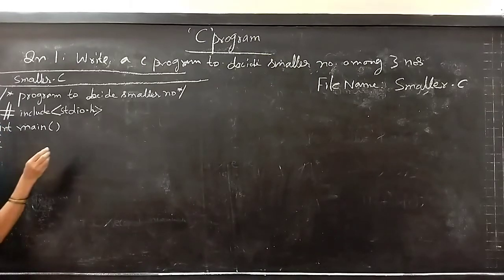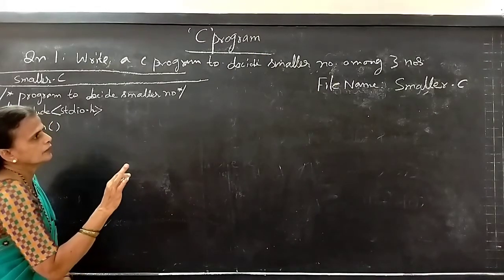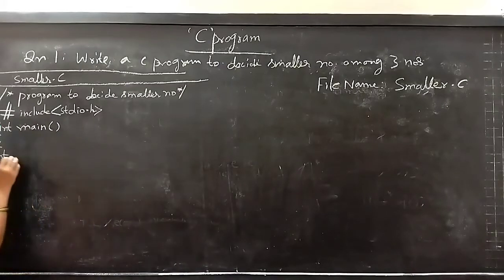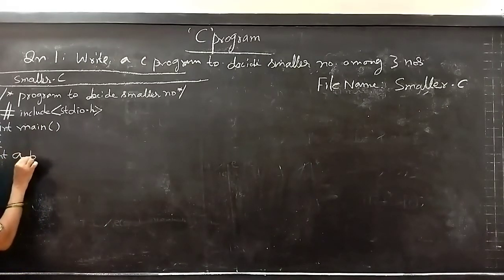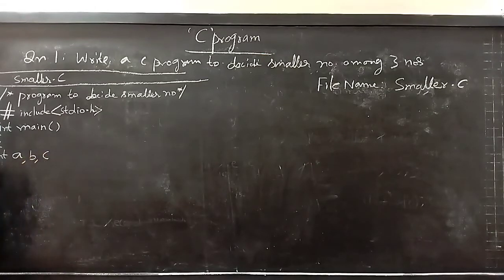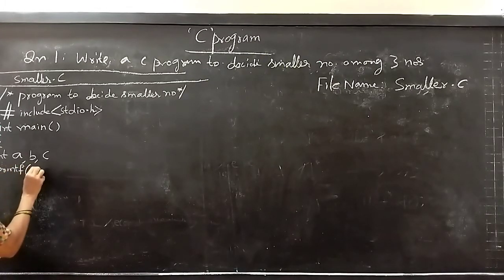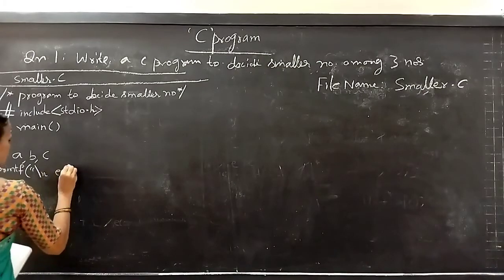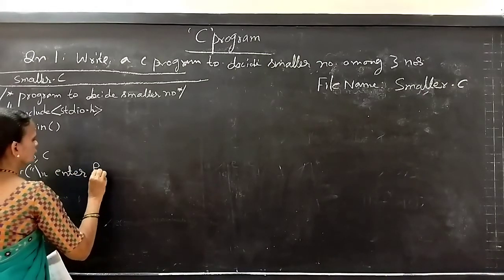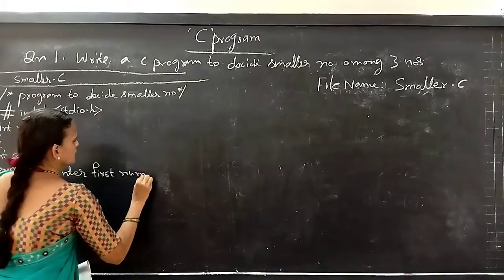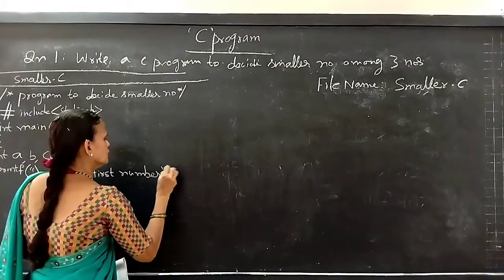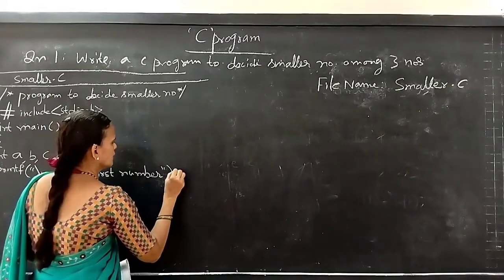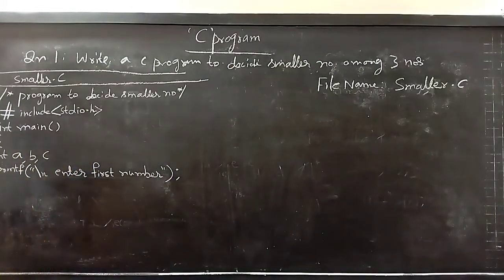Then we have to declare variables. In this case we have to check three numbers, so we declare three variables: int a, b, c. Then on the sixth line we write printf, open bracket, quotes, backslash n, enter first number, close quotes, close bracket, and semicolon.